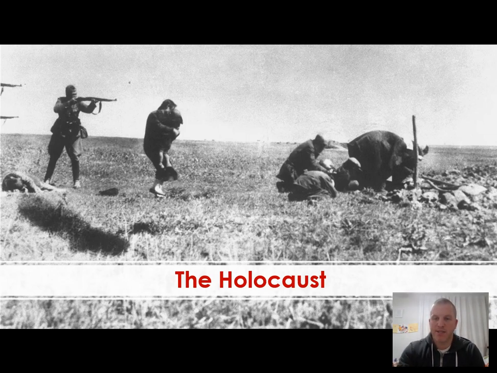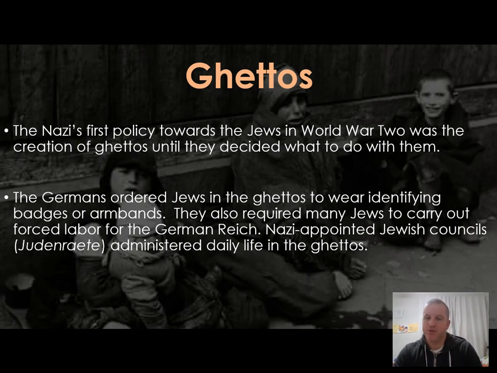The first thing that they need to do though is get the Jews into certain areas where they can then control them. So they set up ghettos. So ghettos are set up in order to get them all together whilst the Germans decide what are we going to do with these people. In the ghettos, that's where they have to wear the yellow armbands. They have to do forced labour.